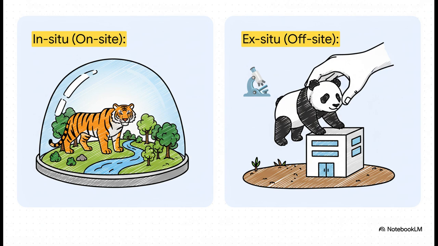The idea here is simple. To save the tiger, you save the whole forest. You protect the entire ecosystem. Think of national parks, sanctuaries, and biosphere reserves. The other way is ex-situ conservation. Ex-situ means off-site. This is more like an emergency rescue mission. When a species is about to go extinct, we take it out of its dangerous home and protect it in a special place, like a zoo or a botanical garden. This also includes things like seed banks, where we save seeds for the future.